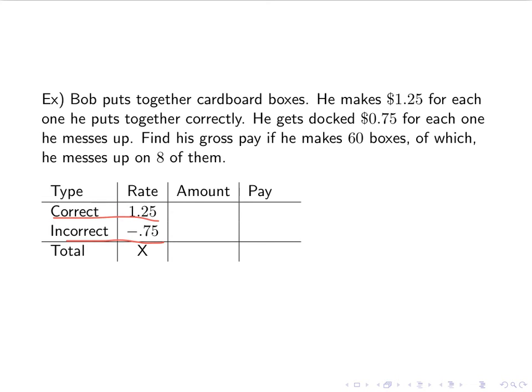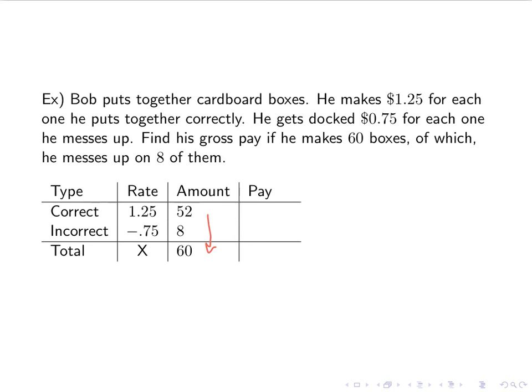For the amount, we always start with the total amount, which in this case is 60. Then, what else do we know? We know he messed up on 8 of them. So 8 goes in the incorrect box. So what goes here, whatever that is, I have to add 8 to it and get 60. So the total still has to be 60, which means the correct must be 52. So always check that your total is what it should be.